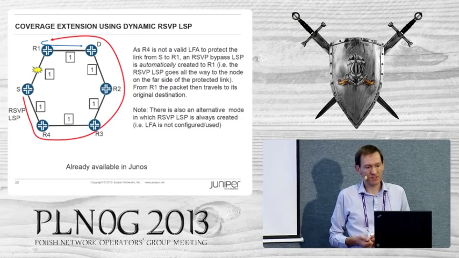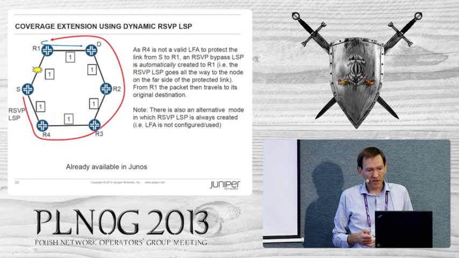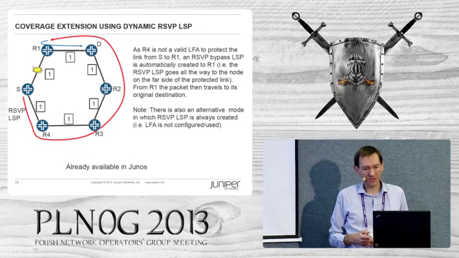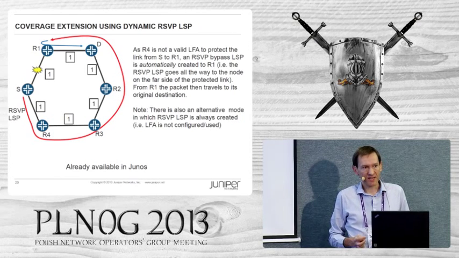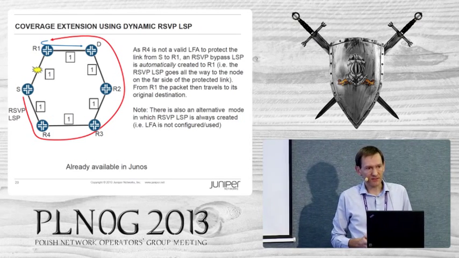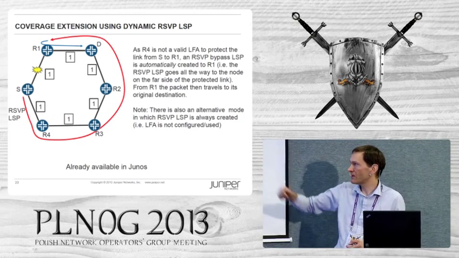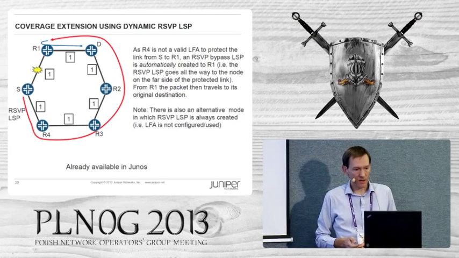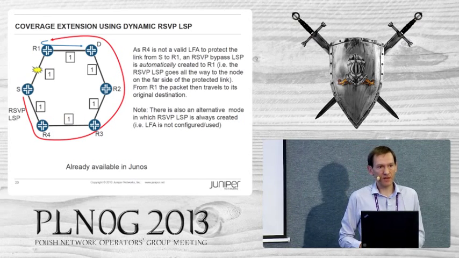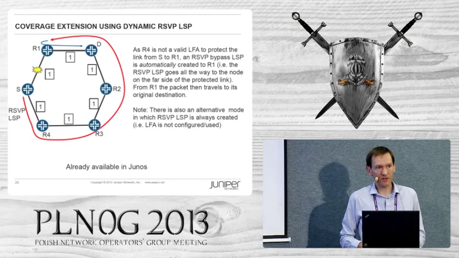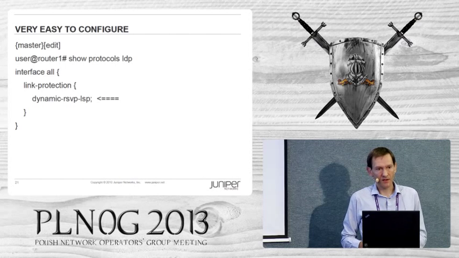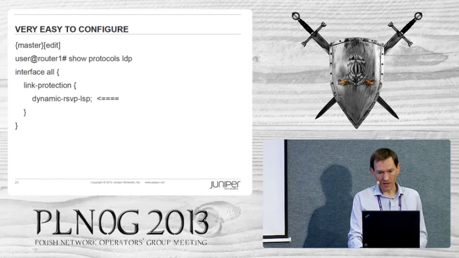We've achieved our coverage. Now, if you want, there's also an alternative mode of operation where the Rsvp LSP is always created. If you don't want to use loop-free alternates at all, you don't have to configure it. You can still use this dynamic Rsvp scheme. So this is already available in Junos. It's been available since 12.3, which was the end of last year. Very nice scheme to use, and very simple to configure. It's just one line of config to turn it on.